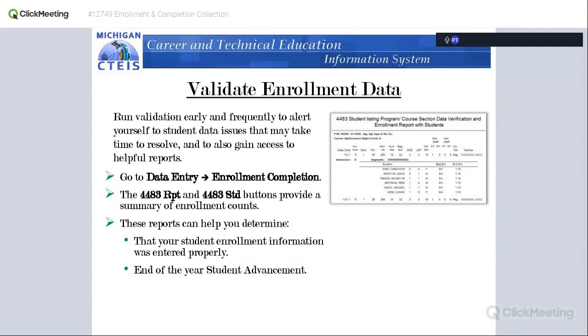So I've showed you a couple different reports. Now I'm going to show you where we can validate our enrollment data. These reports are available for the current year, so you can look at this information. So we're going to go back here. And again, we're just about done. This is the end of our process.